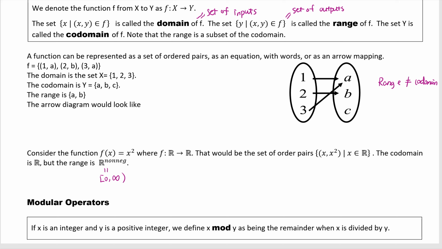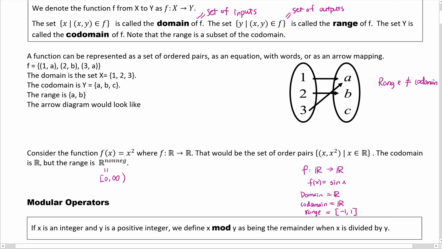Okay, how about I give you one more example? So f from R to R, let's say f(x) equals sine x. What is the domain? Well, the domain is R, right? How about the codomain? The codomain is also R, but how about the range? For the range, we know sine x is oscillating between 1 and -1, so that's the range. So far, so good.